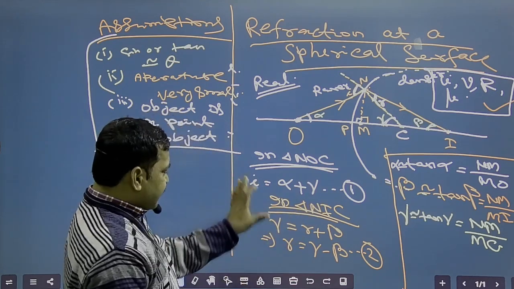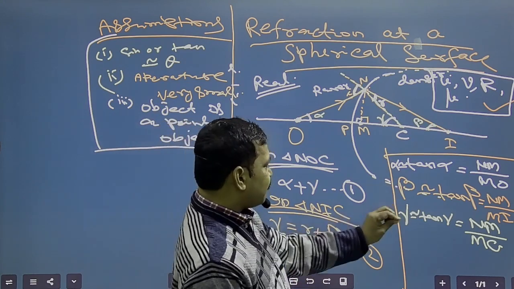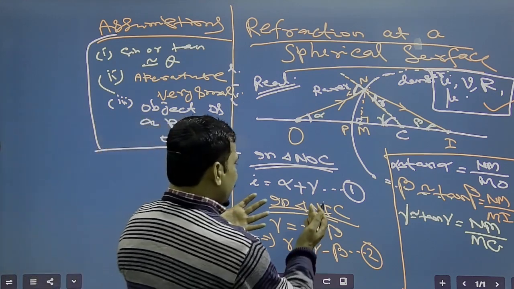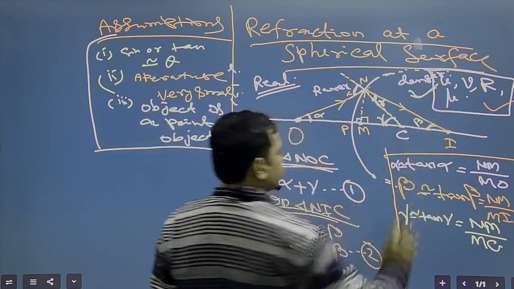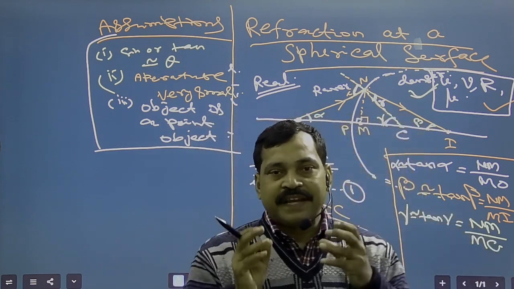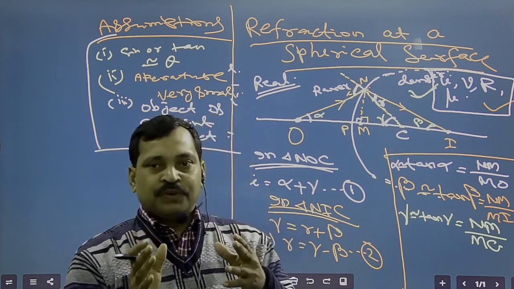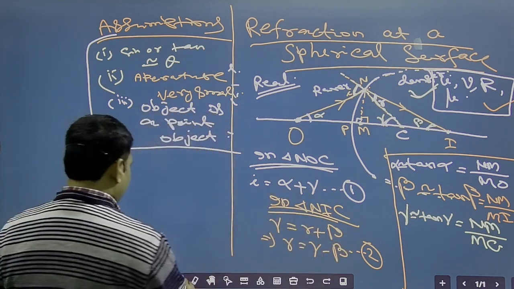So I and R can be represented in terms of alpha, beta, gamma. Then we will be using Snell's law. Then from Snell's law, we can derive the required relationship. So I think the procedure is clear to you. This is a very simple concept, and you can approach it in a systematic way to derive the formula. Now you see how to derive.